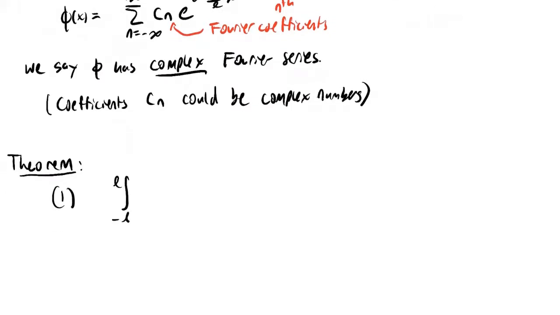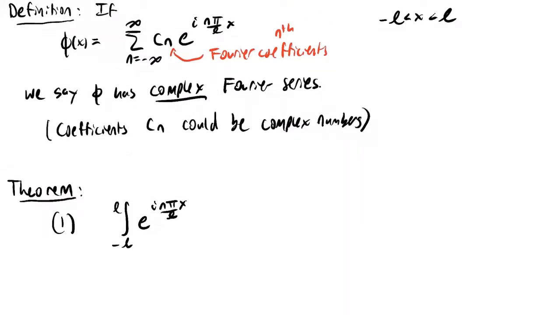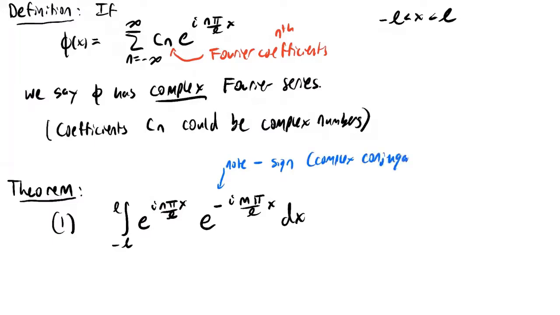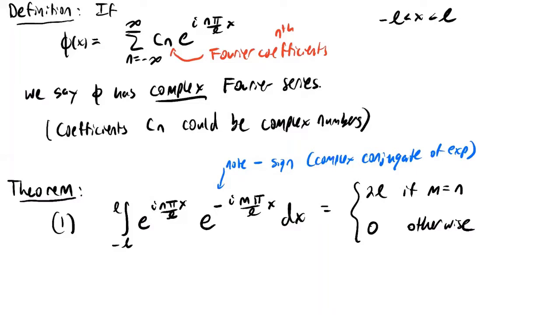If I look at the integral from minus L to L of e to the i n pi x over L, and I integrate that against one of the other complex exponentials, it's going to turn out to be 0. However, because of some technicalities related to working with complex numbers, we want to take the negative. So I multiply it by e to the minus i m pi over L times x dx. This is sometimes called the complex conjugate of the exponential, so note the minus sign. I have an orthogonality property, meaning it's equal to 2L if m is equal to n and 0 otherwise. So this is the first property.